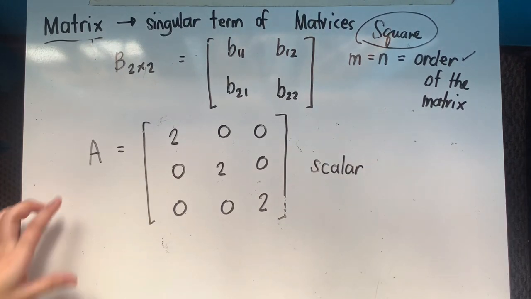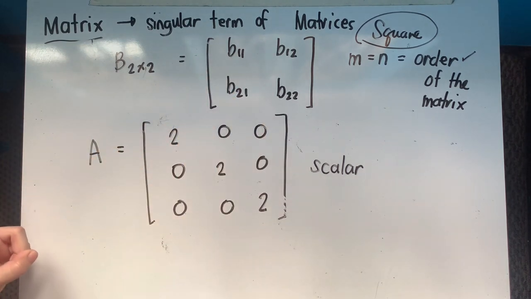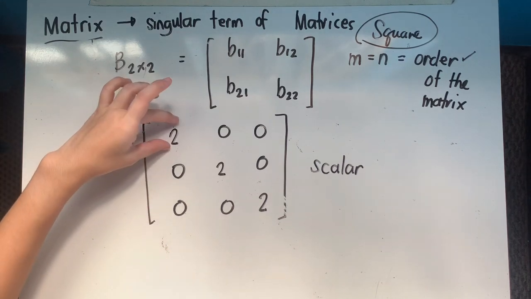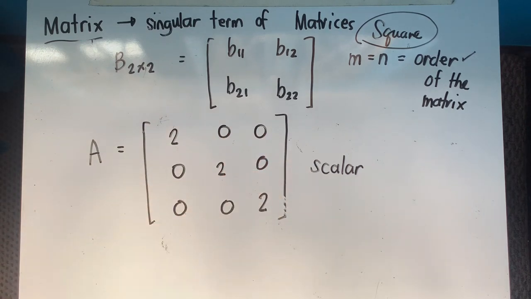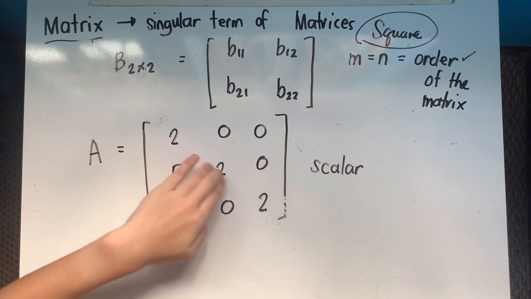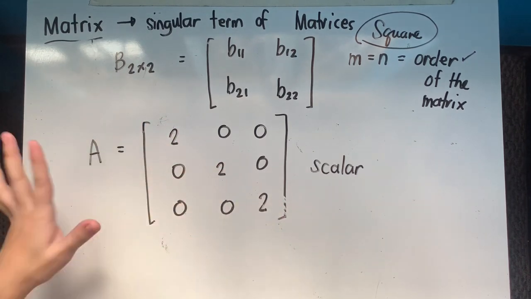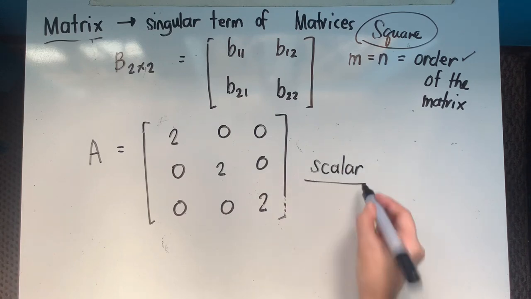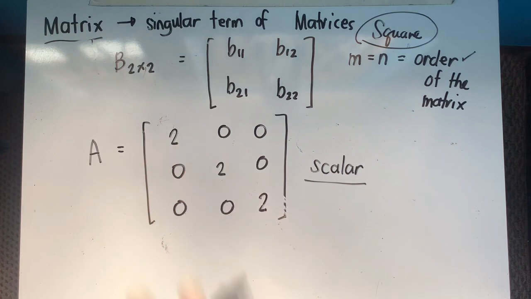Again, if it has an equal number of rows and columns, we call that a square matrix. If the square matrix has non-zero elements in the main diagonal only, we call that a diagonal matrix. If a square matrix, which is a diagonal matrix, happens to have 1 in the main diagonal, we call that a unit matrix or identity matrix. But if the square matrix, which is a diagonal matrix, has non-zero entries in the main diagonal not equivalent to 1, so it could be 2, it can be 3, it can be negative, it can be decimal, it can be fractions, then we call that a scalar matrix, provided all the elements in the main diagonal are equal to each other.